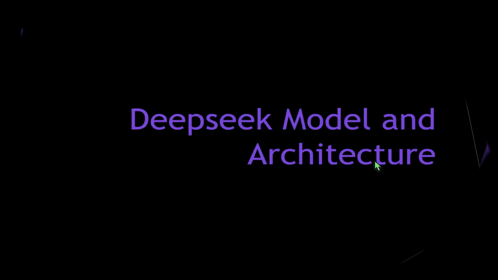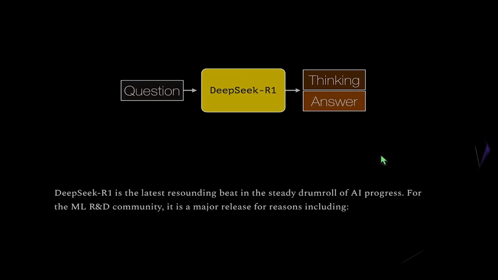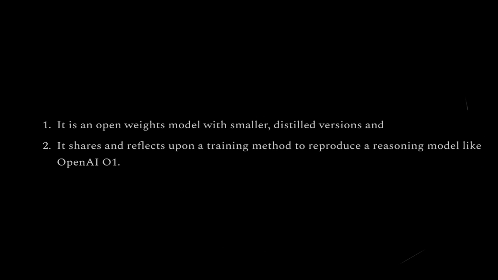In this lecture, we will discuss the DeepSeek model and its architecture, exploring how it functions behind the scenes. The DeepSeek Alpha model is designed for reasoning tasks. When you interact with it, you can often notice that it thinks before producing an answer, indicating a deliberate reasoning process. DeepSeek Alpha is an open-weight model with a smaller, distilled version.